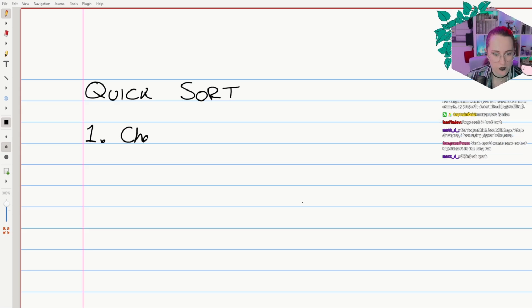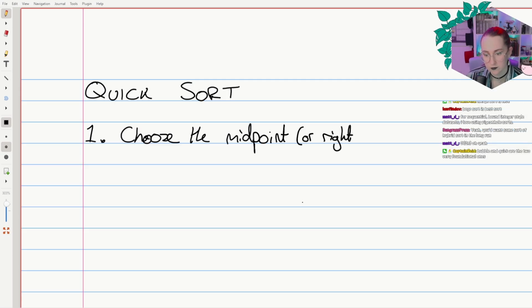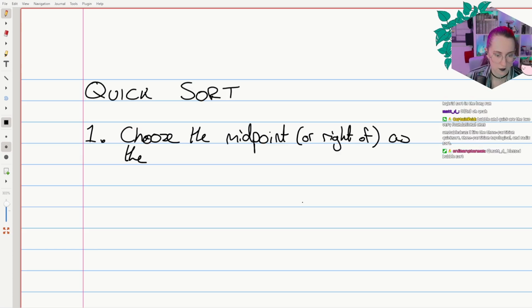Step 1, choose the midpoint or right of the list as the pivot.